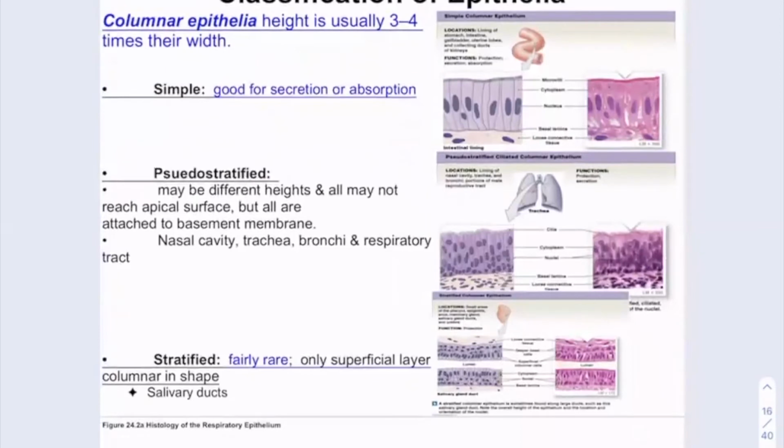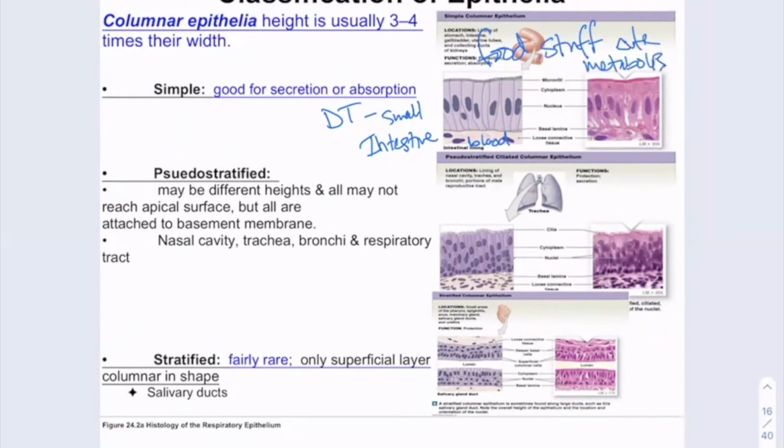Columnar. Columnars, simple columnars found in the digestive tract, right? So small intestine, where, I can't even spell. Let's see. And so the small intestine, you're going to have the blood supply here in the underlying connective tissue, and here's where the food stuff that you ate, right, is getting broken down. So it's getting metabolized. Is happening, right? So breakdown.